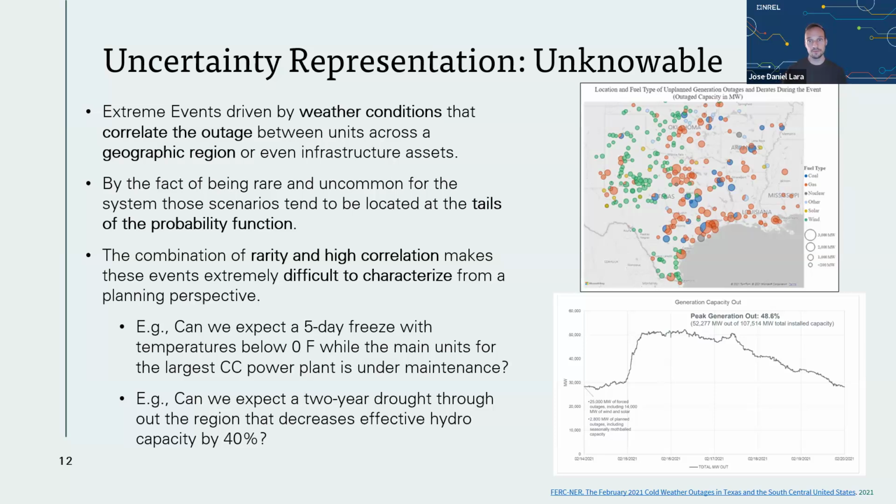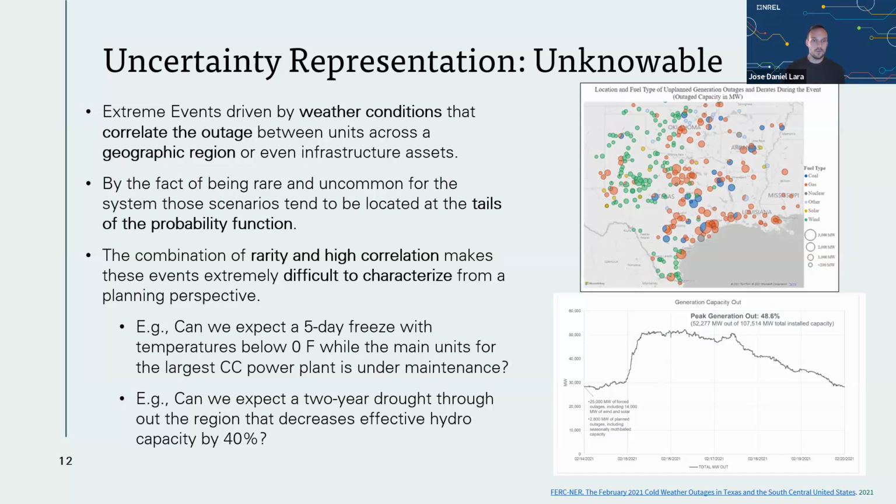And that makes it more difficult to predict exactly when those events are going to happen, and the value of those correlations. So this combination of rarity and high correlation of the events makes them difficult to characterize in terms of probabilities and different metrics that we can put in the system.